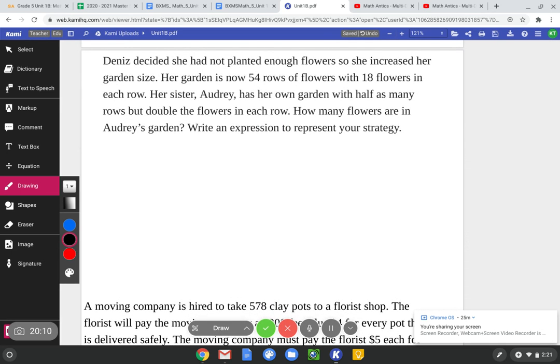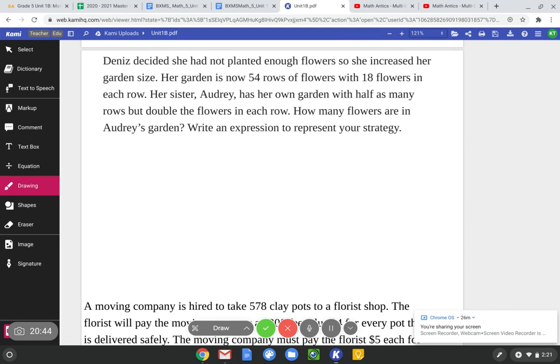Denise decided she had not planted enough flowers, so she increased her garden size. Her garden is now 54 rows of flowers with 18 flowers in each row. All right. But Denise has a sister, Audrey, and Audrey has her own garden with half as many rows but double the flowers in each row. How many flowers are in Audrey's garden? I'm sensing some sibling rivalry here.